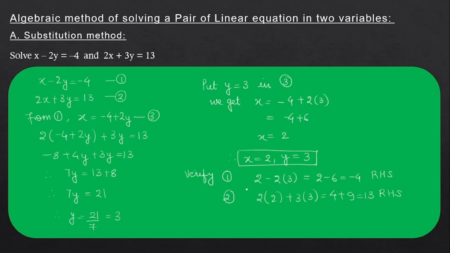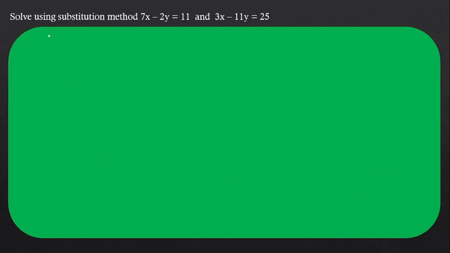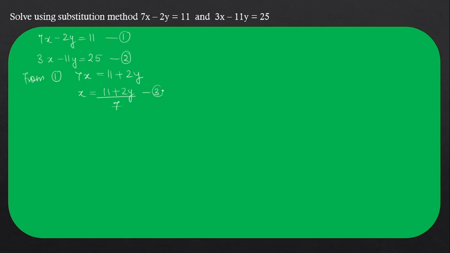Let us take one more example. Again, solve using the substitution method. My equations are 7x minus 2y is 11. This is my first equation. 3x minus 11y is 25. This becomes the second equation. Now, again, from 1, I can write 7x is equal to 11 plus 2y. x becomes (11 plus 2y) upon 7. This becomes the value of x.